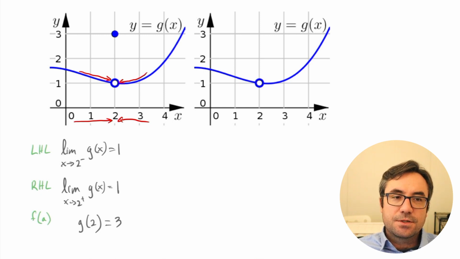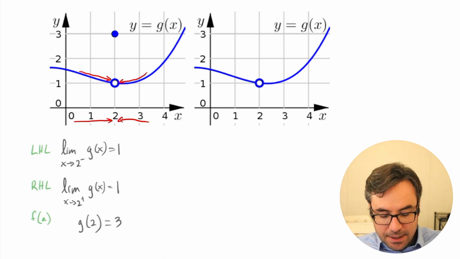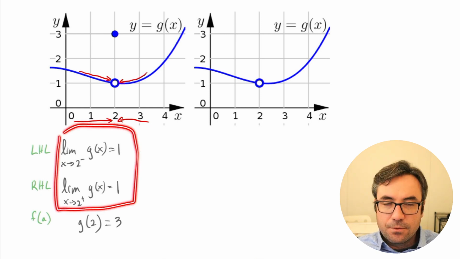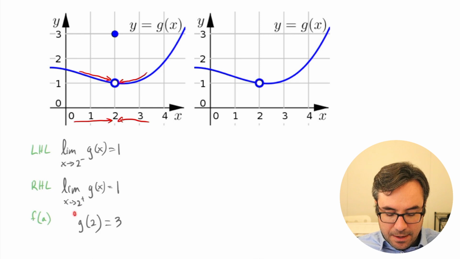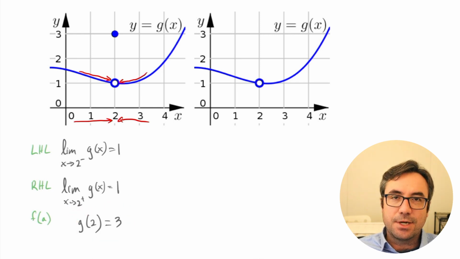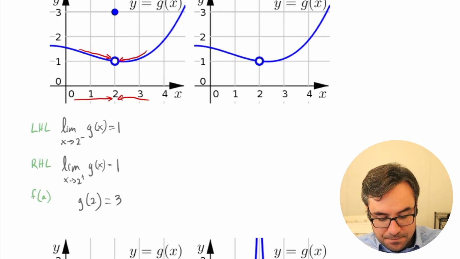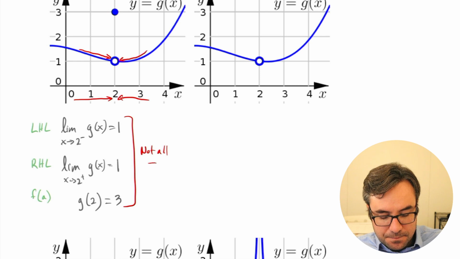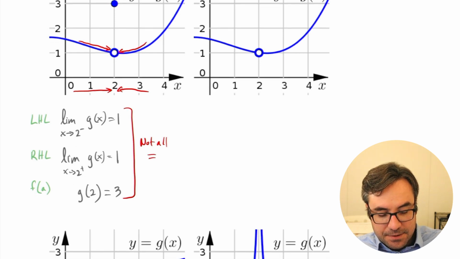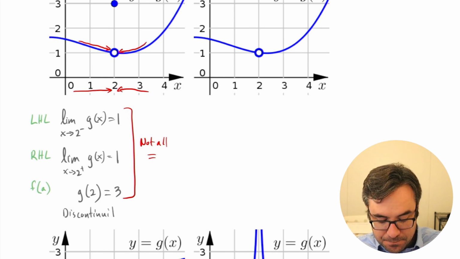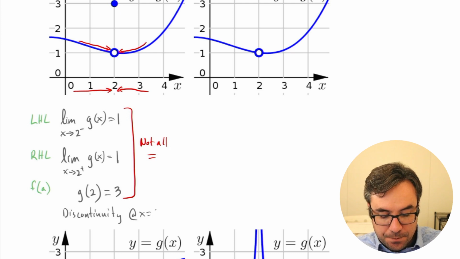And so this is why we run into trouble, because, yeah, the left and right side match up, but our function value doesn't match up. And so because these three values are different, these are not all equal, that means we're discontinuous. We have a discontinuity. We're not continuous at x equals 2.